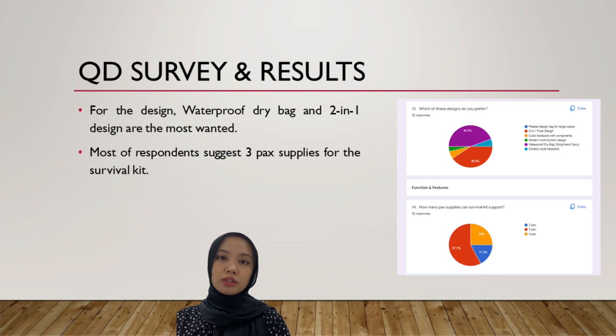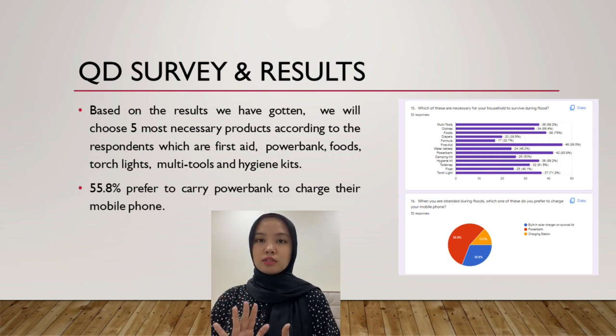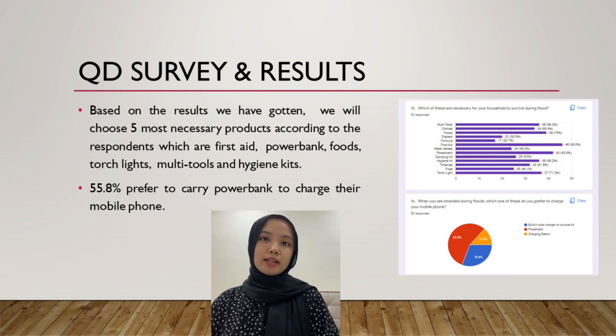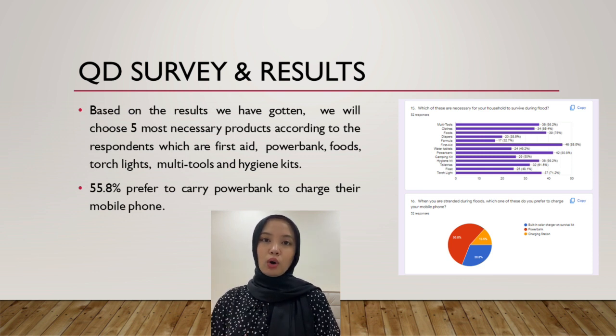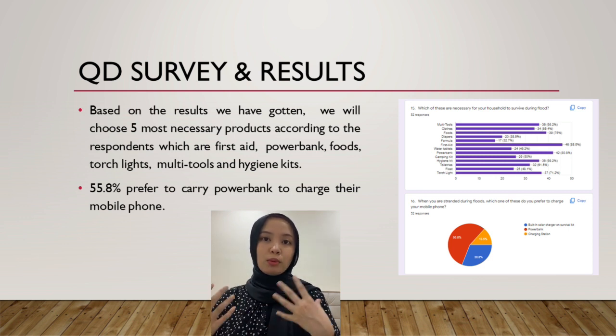Most respondents suggest 3 packs of supplies for the survival kit. Based on the survey results that we have gotten, we will choose the 6 most necessary products according to the respondents, which are first aid, power bank, food, torchlight, multi-tools, and hygiene kits. 55.8% prefer to carry a power bank to charge their mobile phone. Therefore, we will proceed with a power bank as a way to charge their mobile phone.